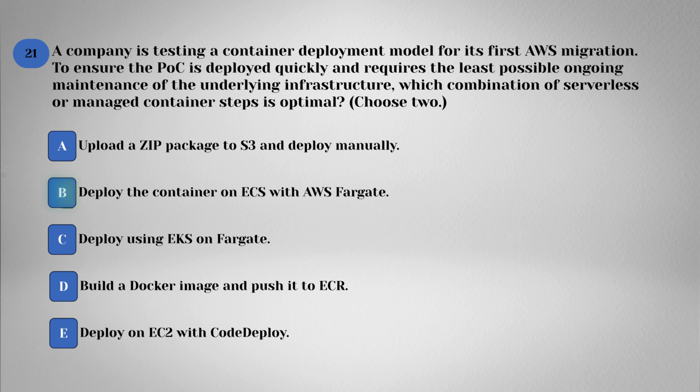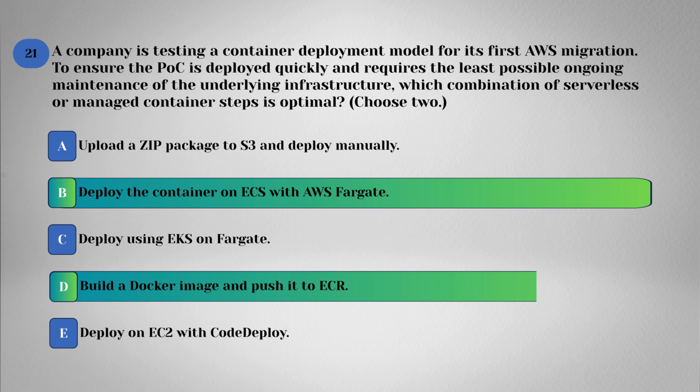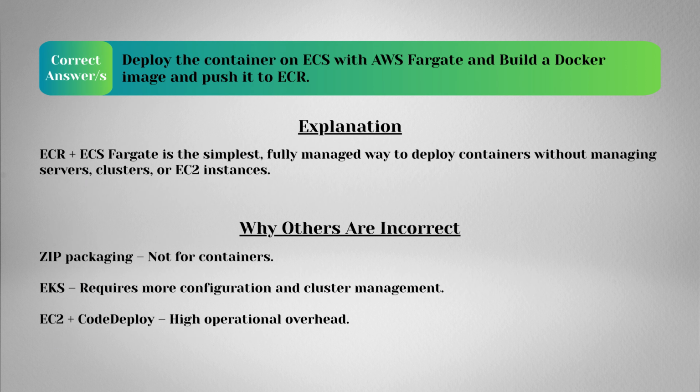Correct answers: deploy the container on ECS with AWS Fargate, and build a Docker image and push it to ECR. Explanation: ECR plus ECS Fargate is the simplest, fully managed way to deploy containers without managing servers, clusters, or EC2 instances. Why others are incorrect.